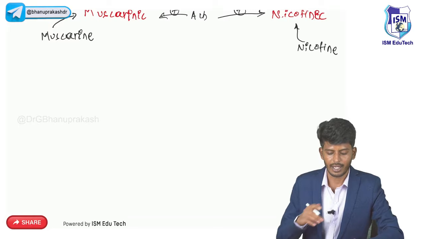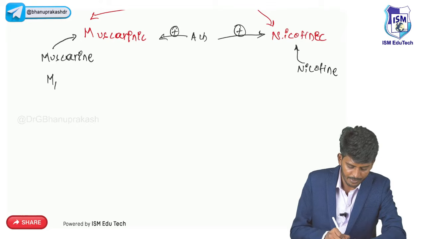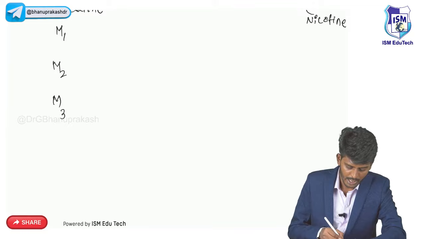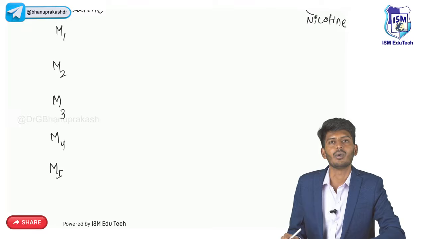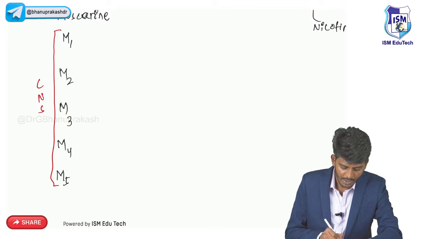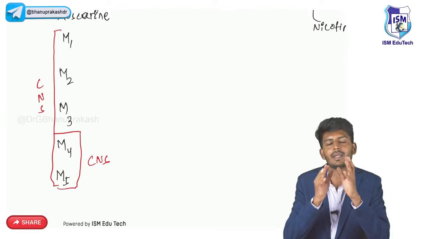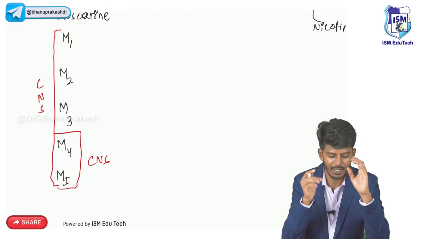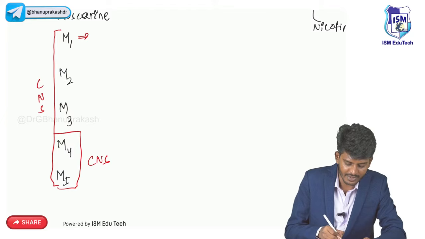Let's go to the next important aspect. Muscarinic receptors are divided into M1, M2, M3, M4 and M5. What are the locations and what happens? All five muscarinic receptors are present in the central nervous system. M4 and M5 are present only in the CNS. That means M1, M2, M3 are located somewhere else also. What are the places? M1 is located in the parietal cells.